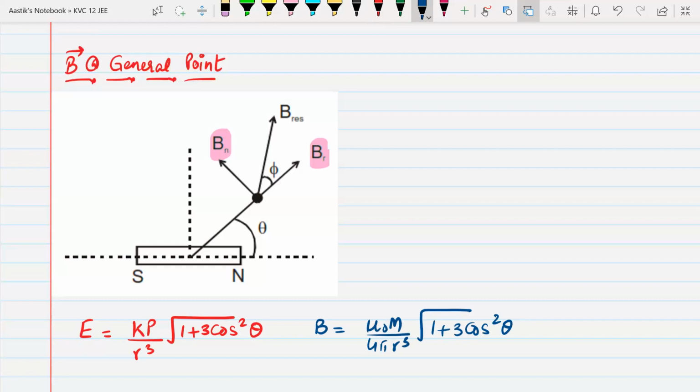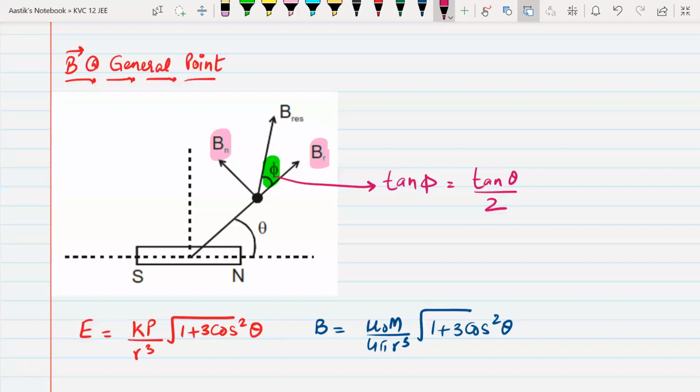Okay. Now, you must also think about this angle phi. In both the cases, can you tell me what is the value of tan of this phi? It's 1 by 2 tan theta. So remember this, draw this diagram, remember this, and let me know once you are done.